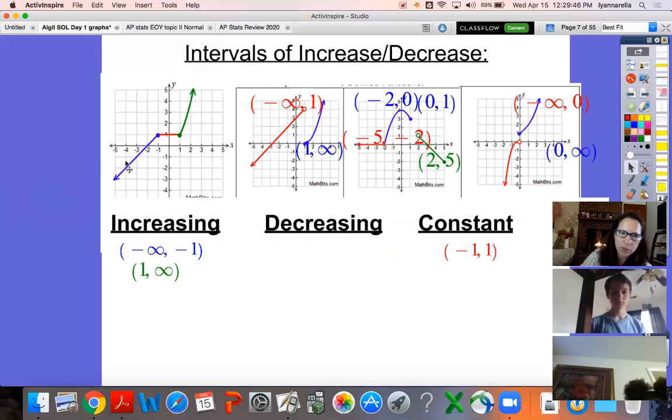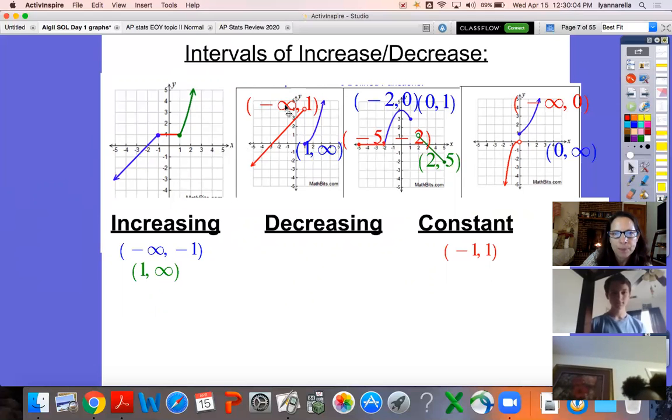Notice when I say intervals, I'm reading x values only. I don't care what the y-axis says. Intervals of increase and decrease are all about the numbers on the horizontal axis only, because we're reading it horizontally. Got it? Okay, so let's see.